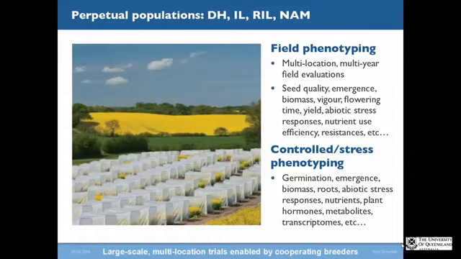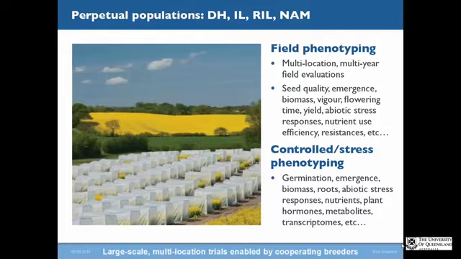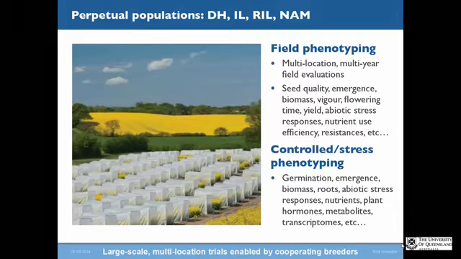So with these perpetual populations, not only the ones I talked about, but also just standard mapping populations, so double haploid or recombinant inbred line populations, we basically take the approach that these things are immortal resources. We have seeds which we can reproduce every year or every couple of years. And every piece of phenotype data that we get for them can be put into a database and compared with other phenotypes for this particular individual. So we put these into multi-location, multi-year field evaluations, and we look at all of the kinds of things that a breeder would be interested in the field.